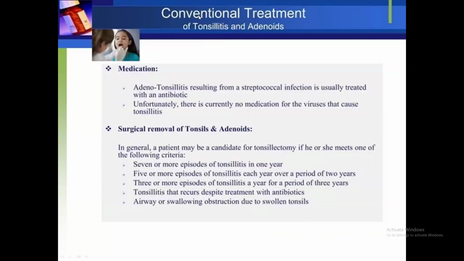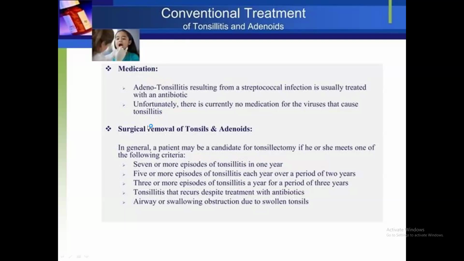Then what type of conventional treatment do we go for in tonsillitis or adenoids? Medications: adenotonsillitis resulting from streptococcal infection is usually treated with antibiotics. This is the modern way of medicine, or allopathic mode of treatment, we generally go for when the child is suffering from tonsillitis or adenoids. Adenoid tonsillitis resulting from streptococcal infection is usually treated with antibiotics. Unfortunately, there is currently no medication for viruses that may cause tonsillitis.